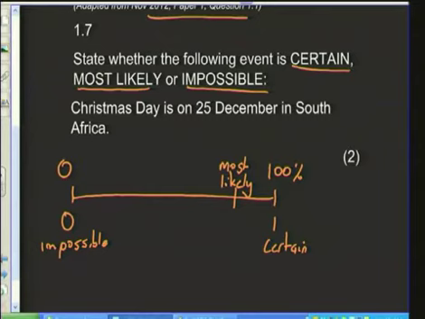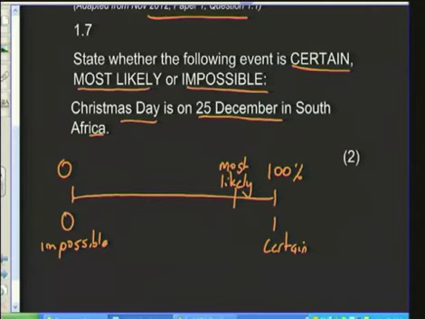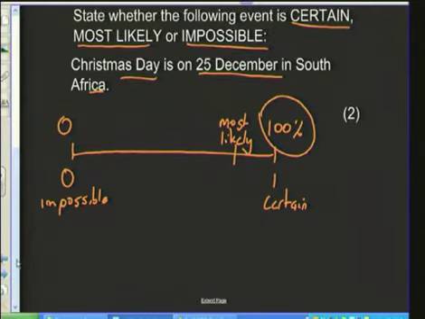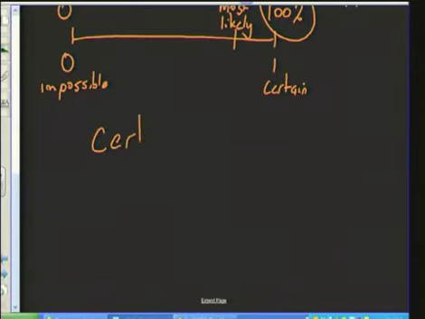And now let's read the question. So they want to know whether it's one of those 3. That Christmas Day is on the 25th of December in South Africa. So now we go, what day is Christmas on? Christmas is on the 25th of December, anywhere in the world, even in South Africa. So we're going that it is definitely going to happen. It's 100%. So the answer to this is that it is certain.